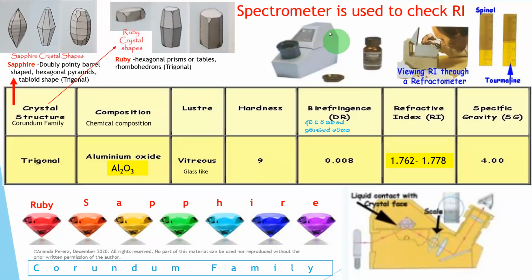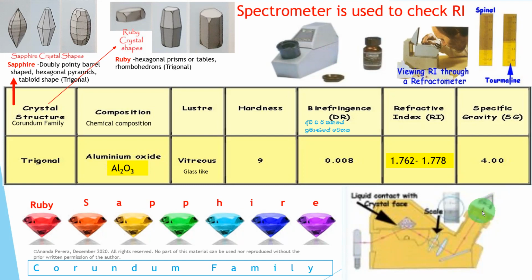We need to open this, and with methylene iodide liquid, we have to place the gemstone here. Then we need to close this cover, and the light source is set into the back side of this. This is the place, back side. So you can see it here. See, this is the light source. It enters. Then the gemstone is here. It enters the gemstone. Then it reflects. Then light comes to our eye.